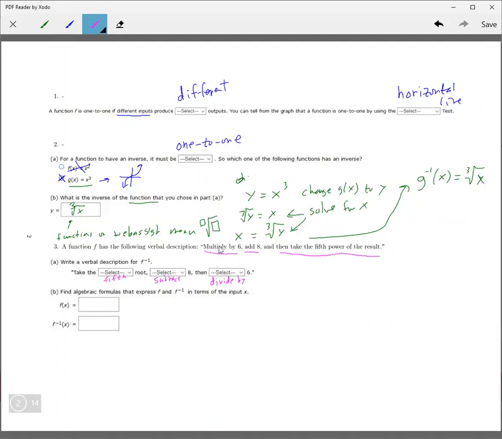Okay, now f of x. Looking at all this, I like to think of this as a bedtime story. Once upon a time there was an x. It was multiplied by 6. And then 8 was added. And then the 5th power of the result was taken. Okay, so that's going to be this.